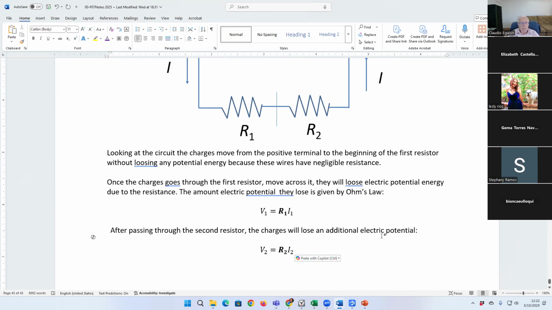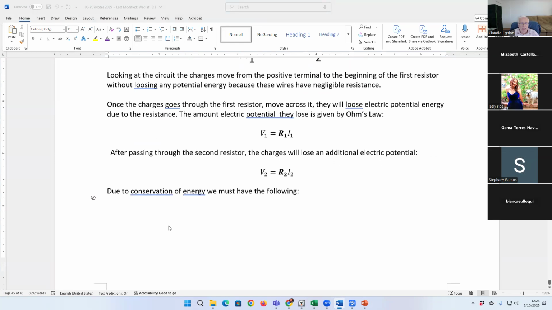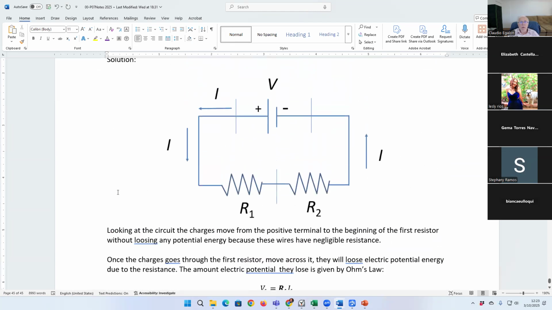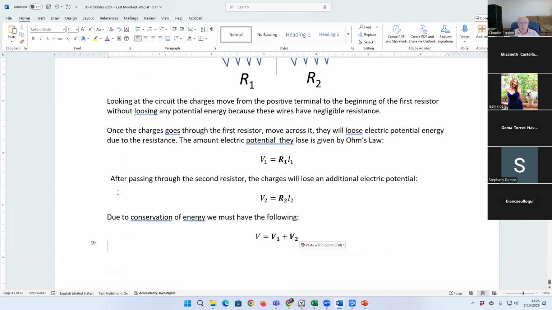Okay? Due to conservation of energy, we must have that V1 plus V2 is going to be equal to V. That's how you have to solve this problem. And then there's an easier way of doing that too, okay? I'll give you a simpler way of solving this problem.